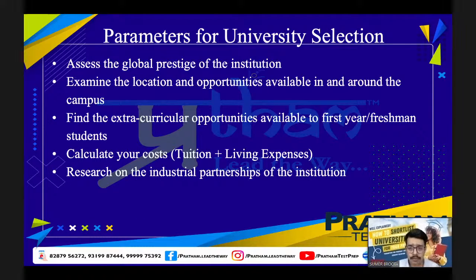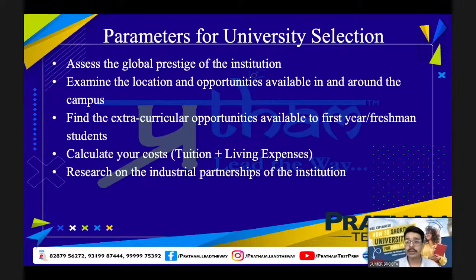But once you've decided your courses, the next aspect is deciding your universities. So the first and foremost aspect is you have to match your entire intellect with the university that you want to go for. So you have to really assess the global prestige of the institution. You also have to examine the location and the opportunities available in that particular arena. Is that very friendly or not?